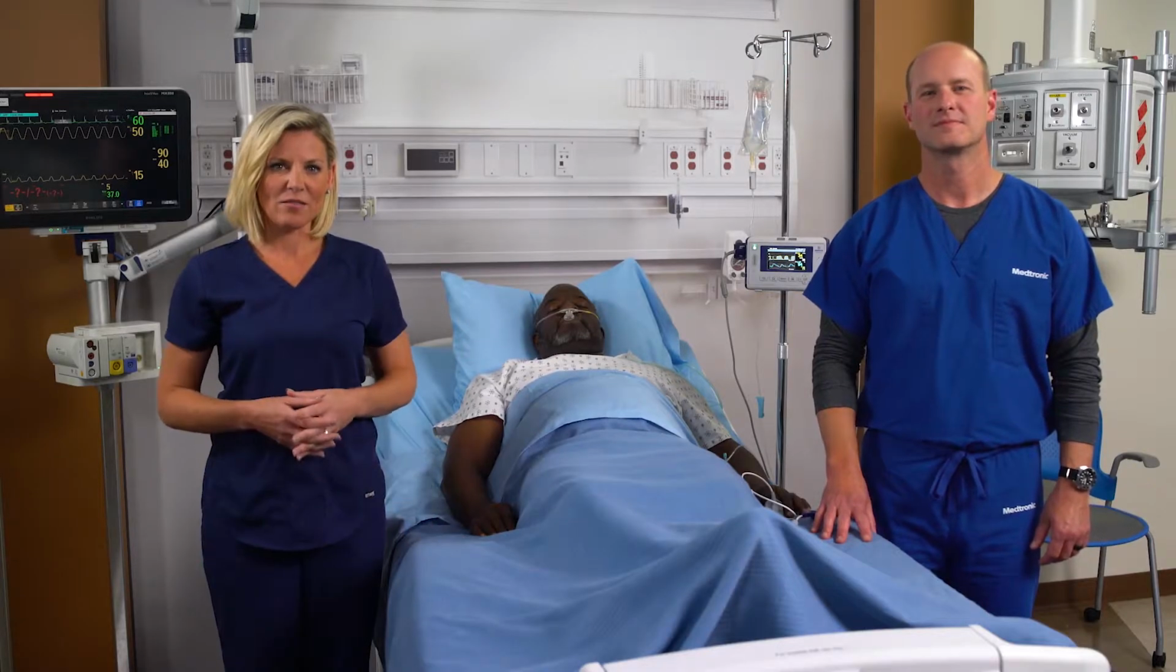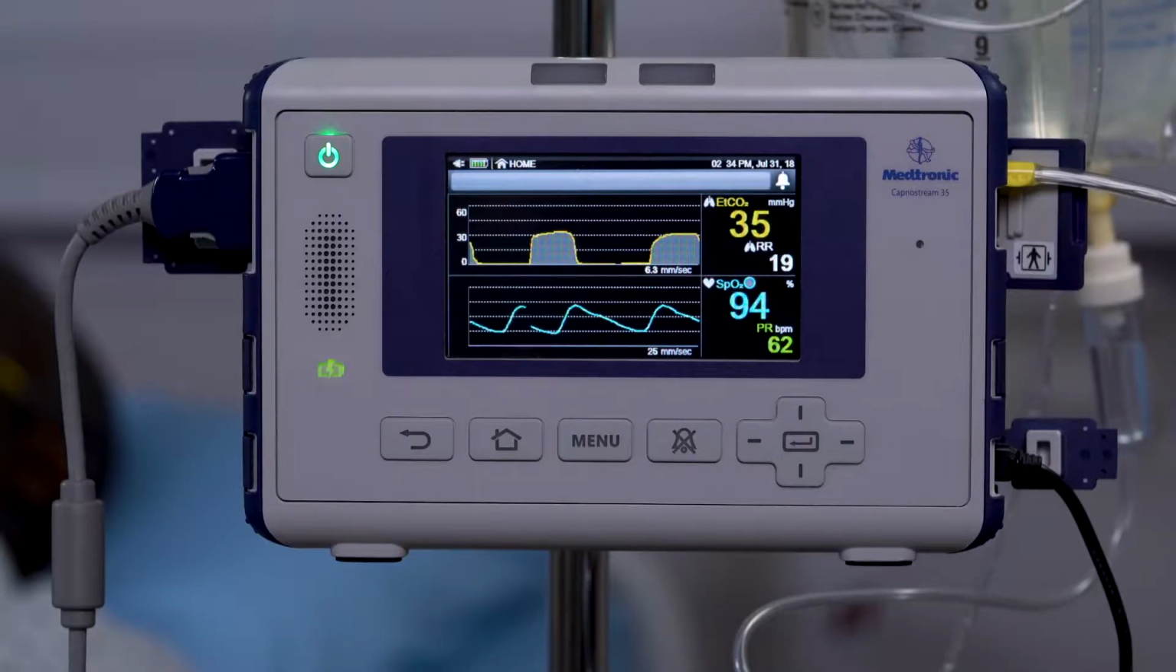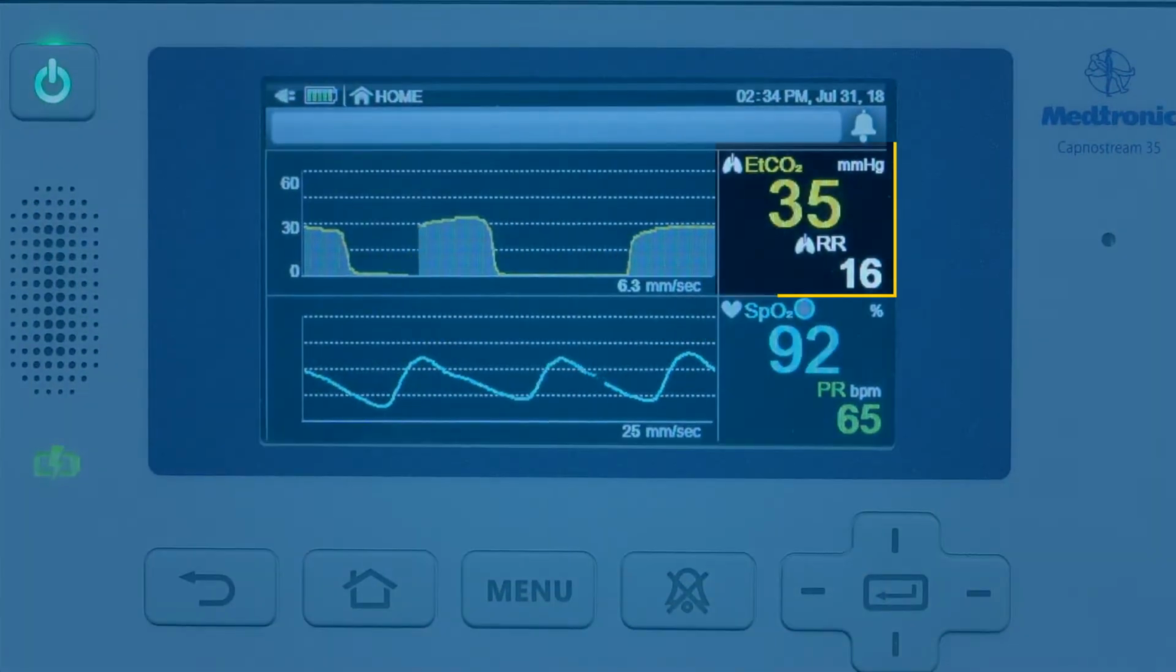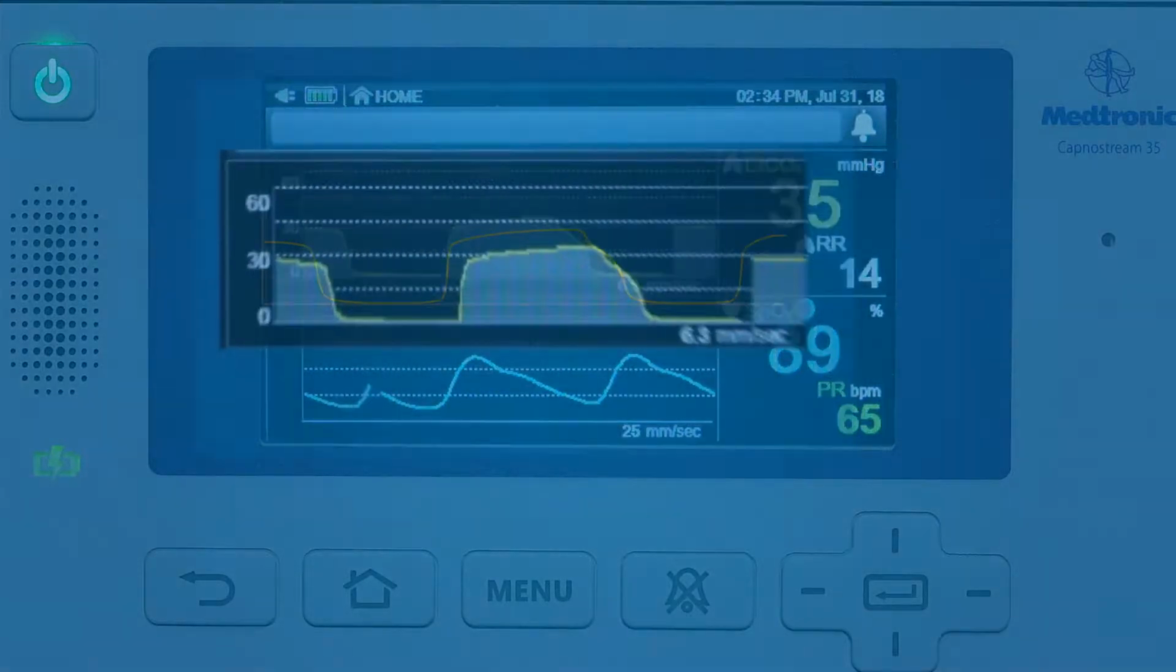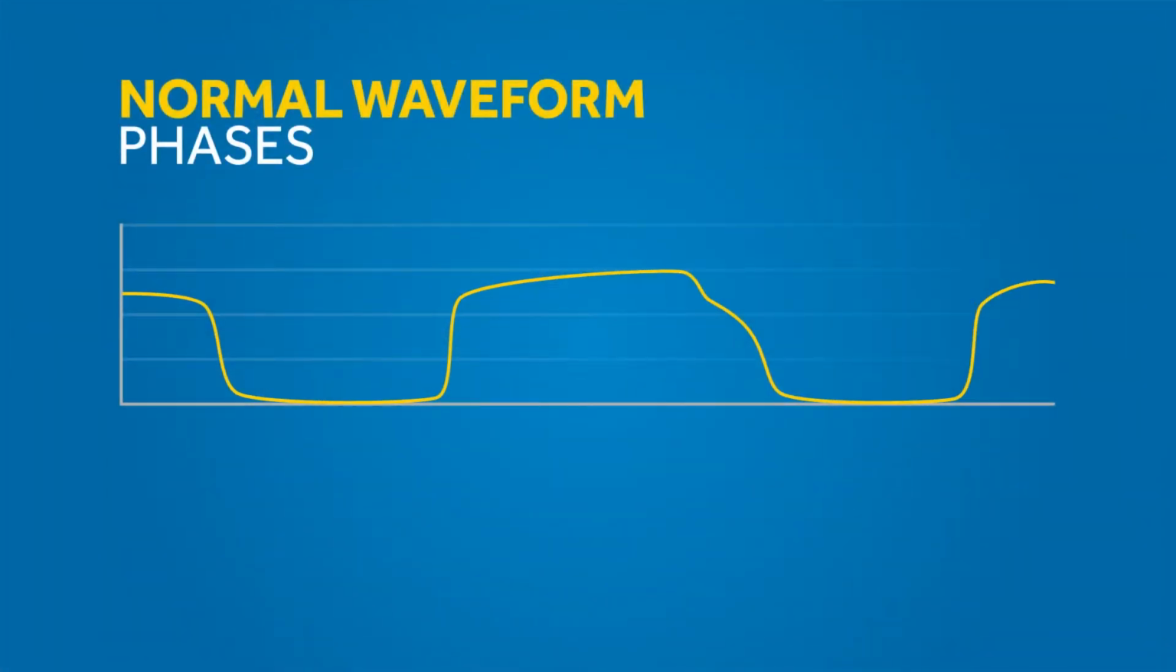There are 4 phases of a waveform. Let's first see what a normal waveform looks like, as there is only one for patients of all age groups. In a normal waveform, the patient's EtCO2 value is between 35 and 45 millimeters of mercury. There should be a sharp upstroke followed by a horizontal or plateau section and then a sharp downstroke. Let's review what each of these points on a waveform represent.